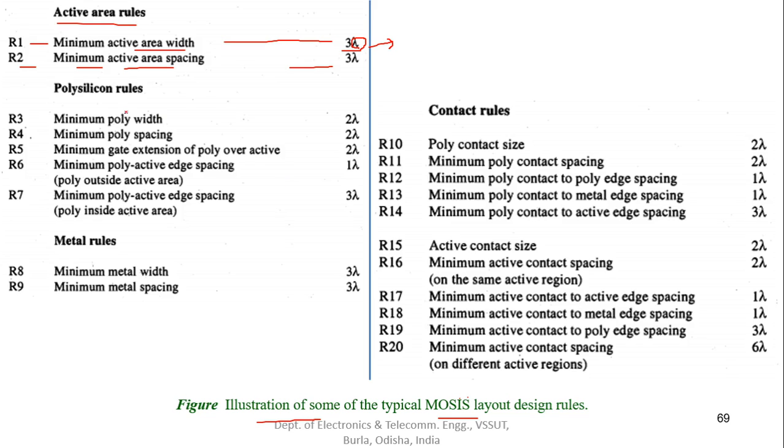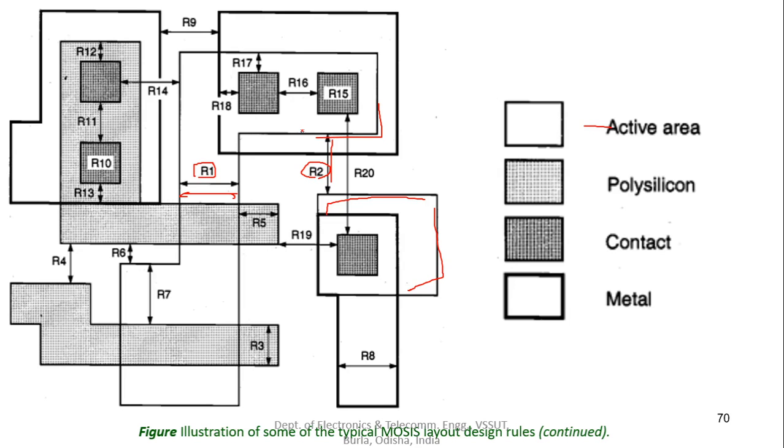Similarly there are rules for every other kind of material that's used, or every other kind of shape and structure that is used. This is the polysilicon rules. R3, minimum poly width, should be 2 lambda. So let's try to find R3, the minimum poly width. Look at this, this is the polysilicon structure, some rectangular shape. So this is the polysilicon material, and the minimum width of this polysilicon material should be R3. 3 lambda, I think, no, sorry, 2 lambda, right?